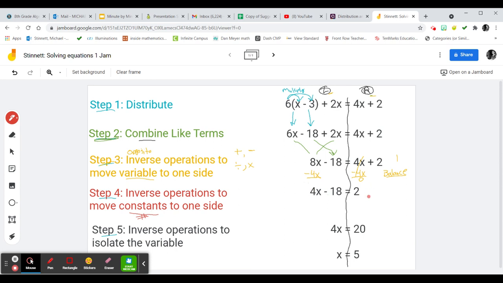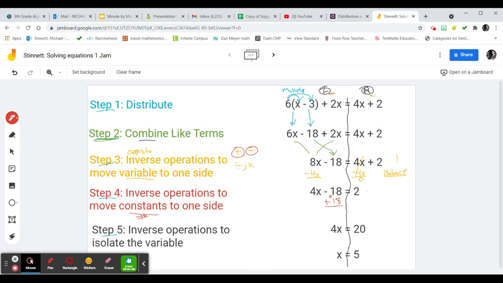So notice on the right side, I don't have any more x's over here. Okay, there's no more x's over here, and all my x's are over here. But I still have this constant on the left side, this negative 18, right? Well, I need to get rid of it. I need to cancel it out. Remember, the opposite of negative is positive. So I'm going to add 18 to the left side of my equation.